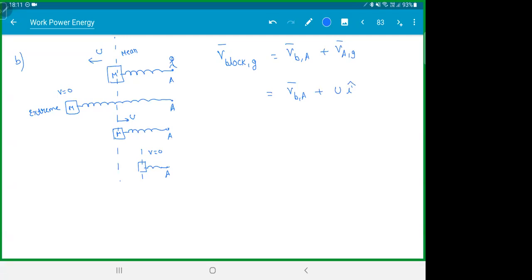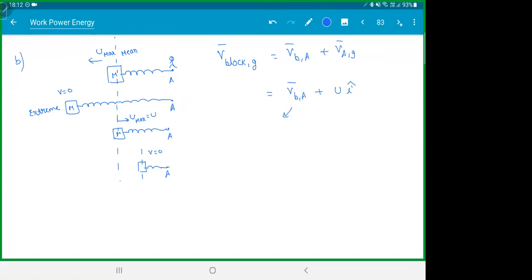Now you tell me, when will this be maximum? First of all, when do you get maximum speed? You get maximum speed at the mean position. Agreed? We get maximum speed at the mean position. Now you tell me, if I take this case here, what will happen? This will be minus u i cap plus u i cap, 0. If I take this case, that is when the block is coming back, what will you get? We get plus u i cap.